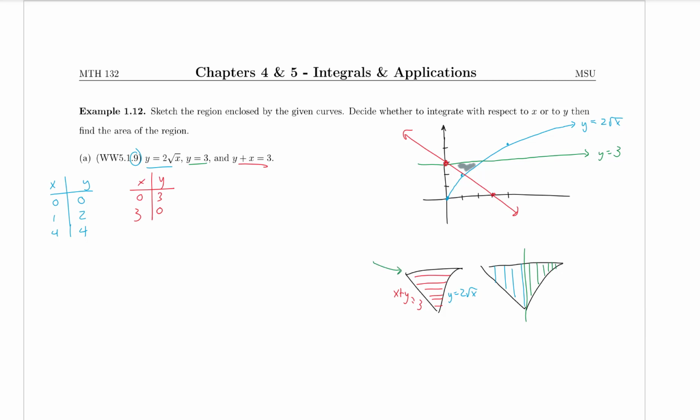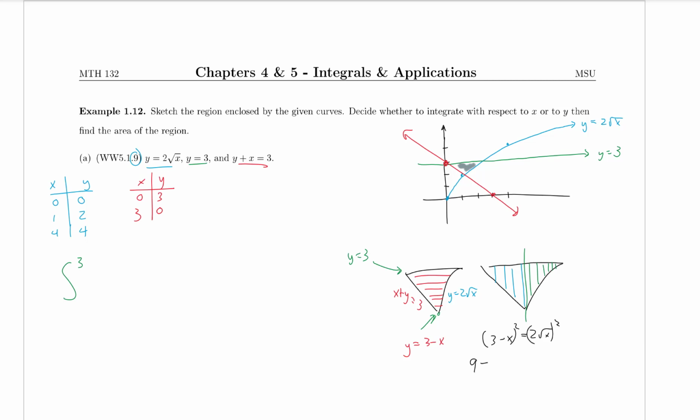A couple of important things to notice. This top line right here is y equals 3. That's going to be the upper bound of our integral then. And for the bottom, we need to find this intersection point. So what we're going to do there is solve the linear function for y. So we get y equals 3 minus x. And we have the quadratic function, or the square root function, already solved for y. So when we set those equal to each other, we get that 3 minus x is equal to 2 square root of x. Let's go ahead and square everything.